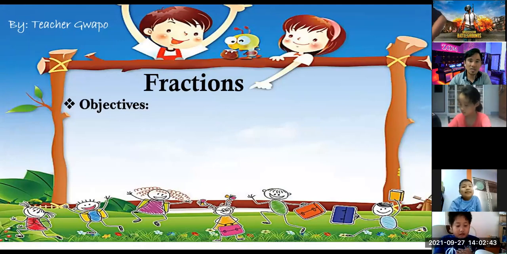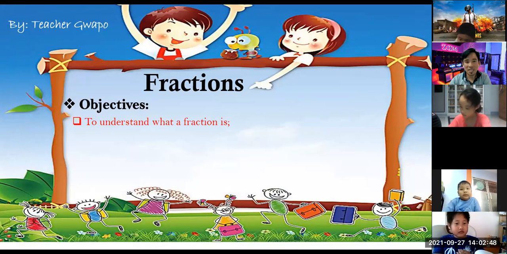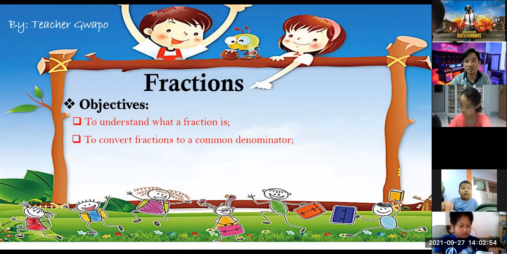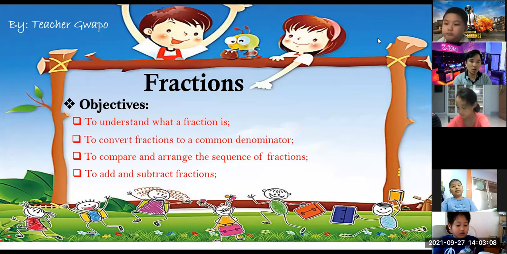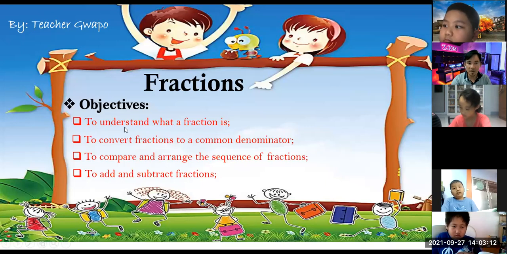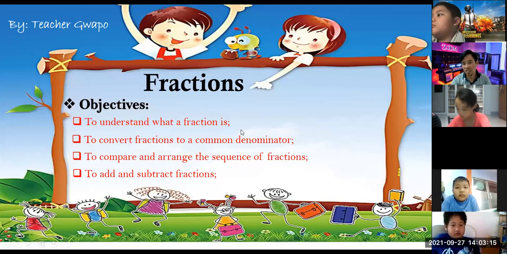Fractions. Objective in this chapter: you will understand what a fraction is. You must know how to convert fractions to a common denominator. And you must know how to compare and arrange the sequence of the fractions. And lastly, you will know how to add and subtract fractions. So we will start here. The first objective that we have is to understand what a fraction is.